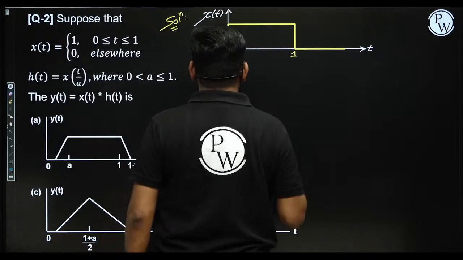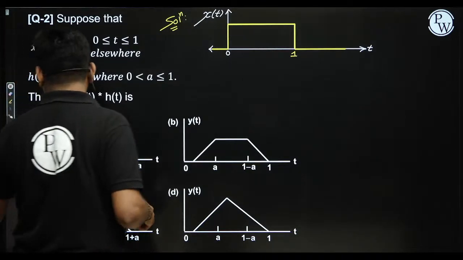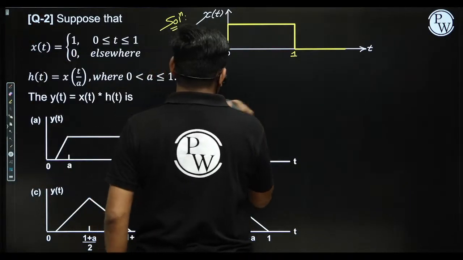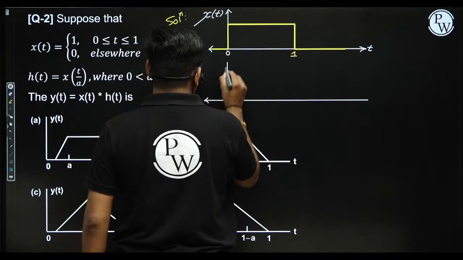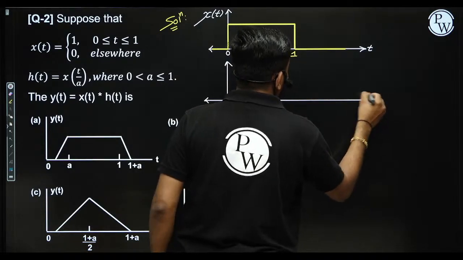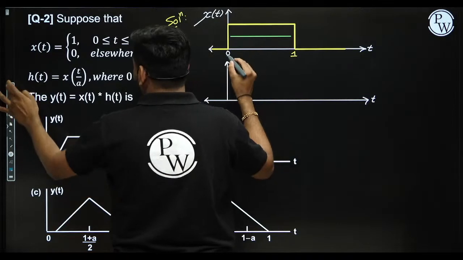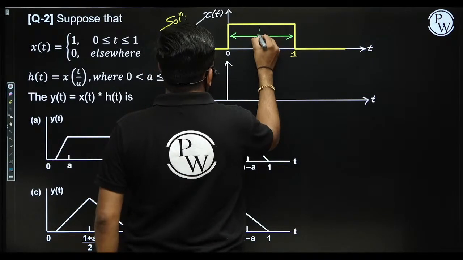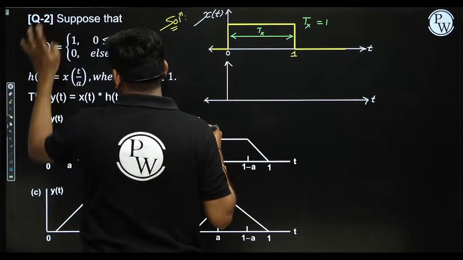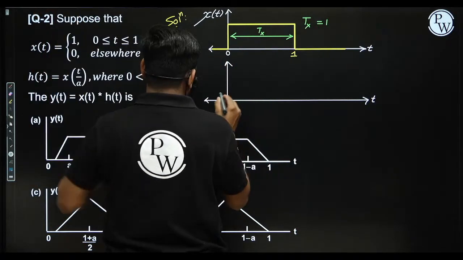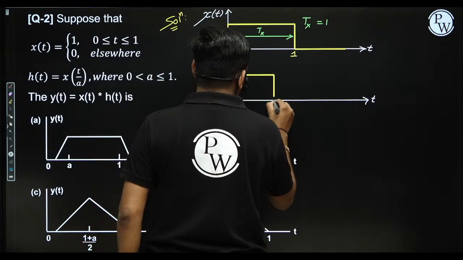And here I told you h of t is nothing but the compressed version of x of t with the scaling factor a. So if you draw h of t, if here the width is 1, guys, what is the width here? The width of this signal is 1, then of course compression occurs. So the width of h of t will be less than x of t. Compression by the factor a, correct?